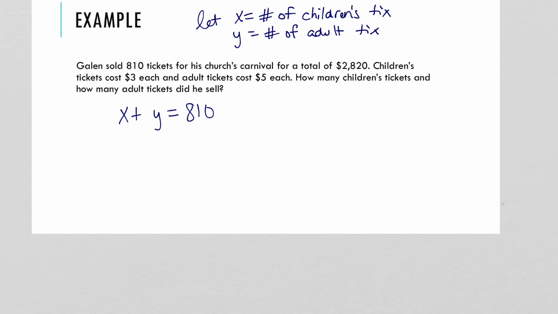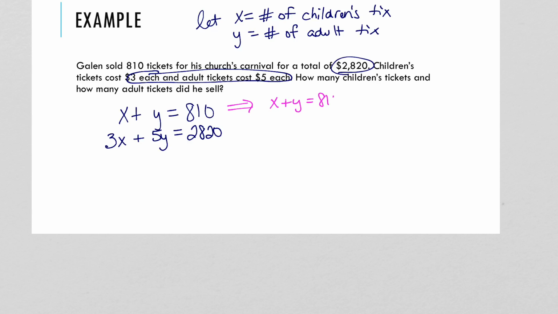Alright, so now the next one is about their value. This information is important. So the children's tickets, which are $3, plus $5 for the adult tickets, came to a total of $2,820. Now, you'll notice we don't have anything to substitute in. We need to have a variable all by itself. So here's what I'm going to do. I'm going to take this right here, and I'm going to subtract X from both sides.